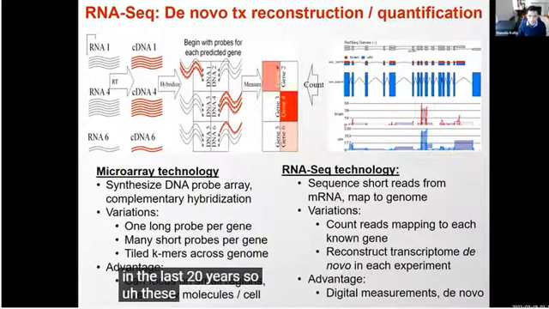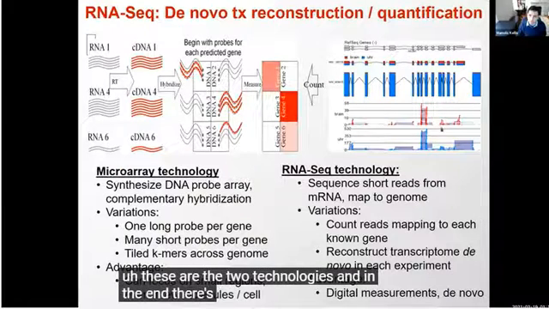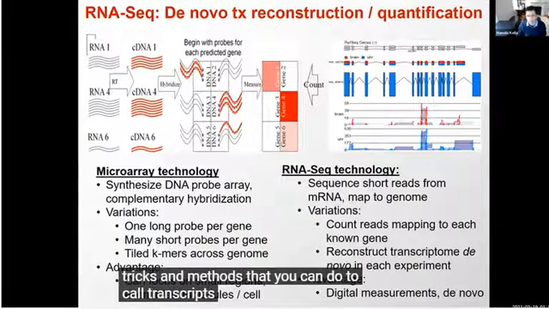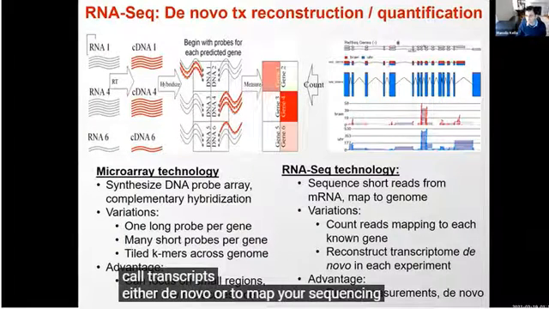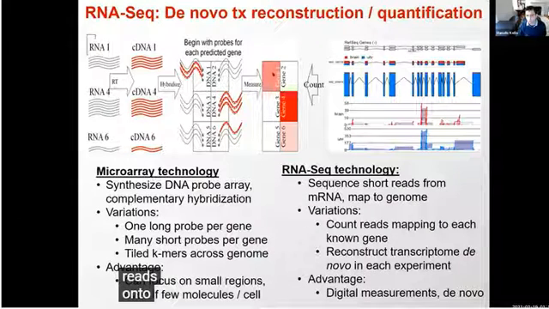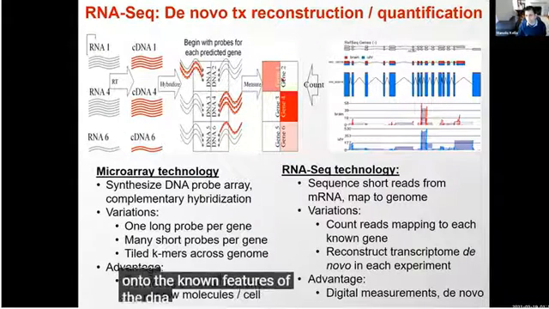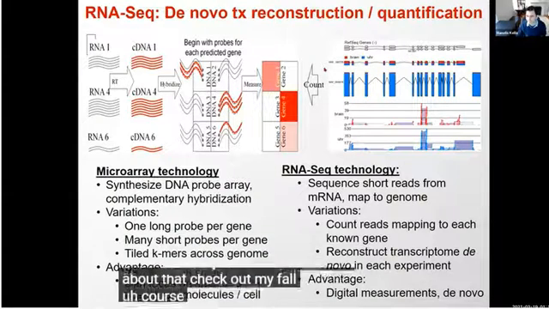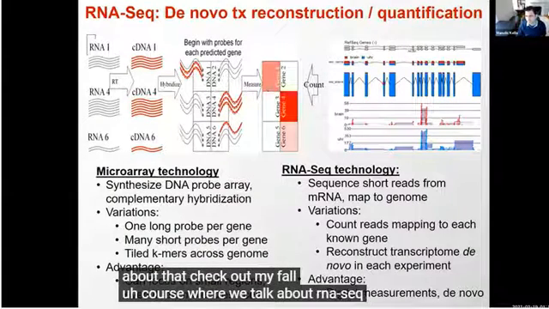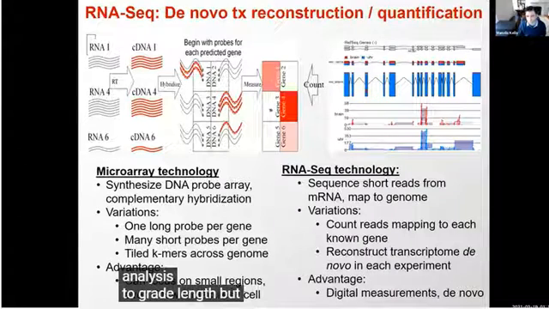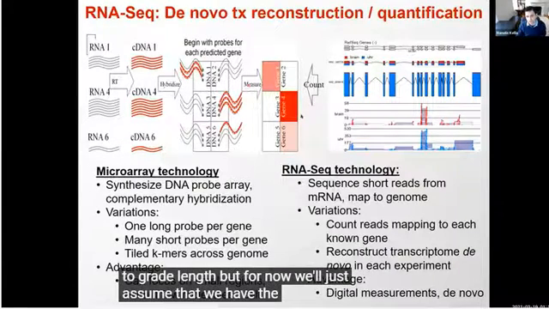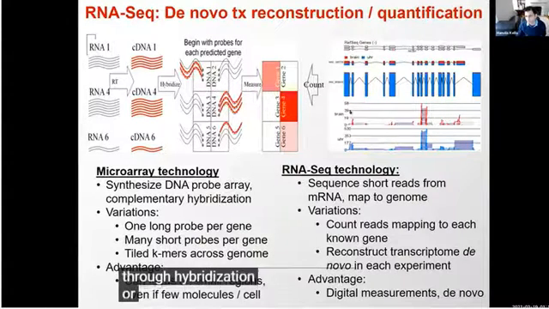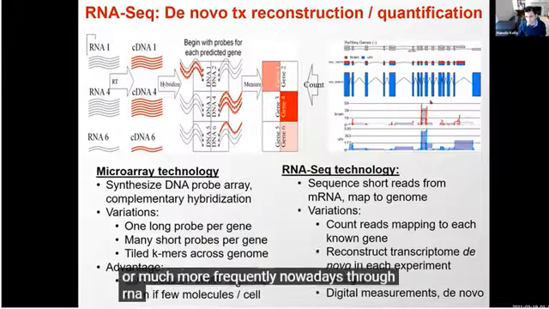So these are the two technologies. And in the end, there's a lot of tricks and methods that you can do to call transcripts either de novo or to map your sequencing reads onto the known features of the DNA. And if you want to hear more about that, check out my fall course where we talk about RNA-seq analysis to great length. But for now, we'll just assume that we have the expression level for every gene, either through hybridization or much more frequently nowadays through RNA sequencing.